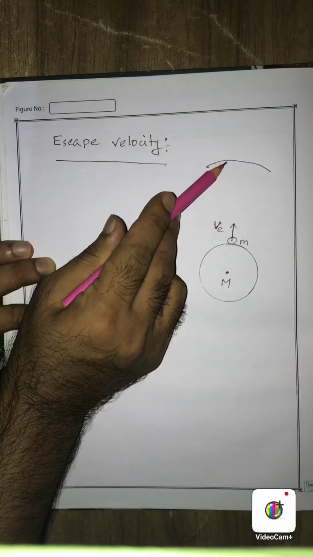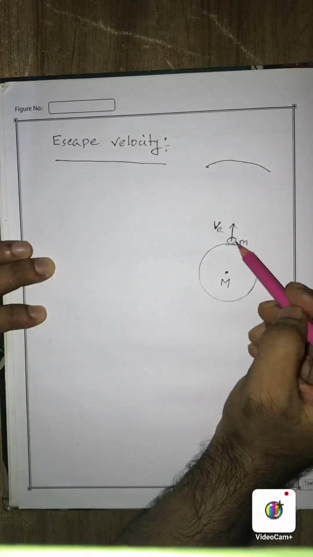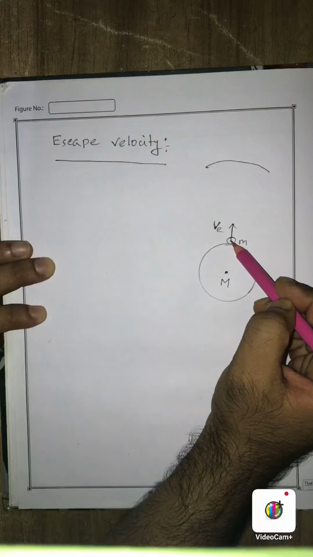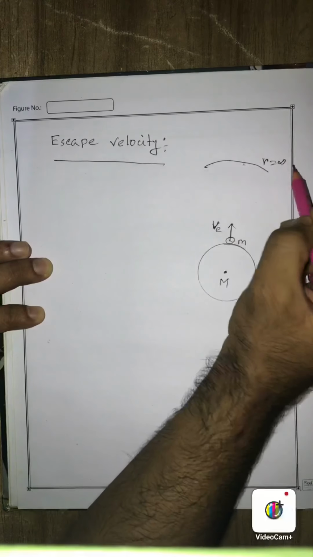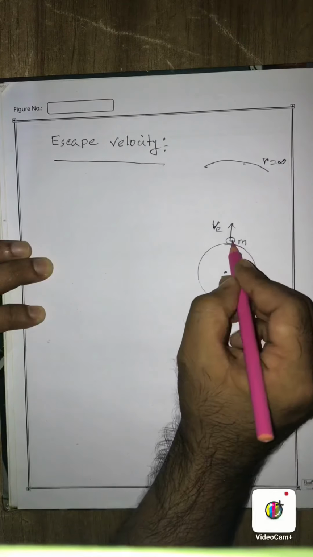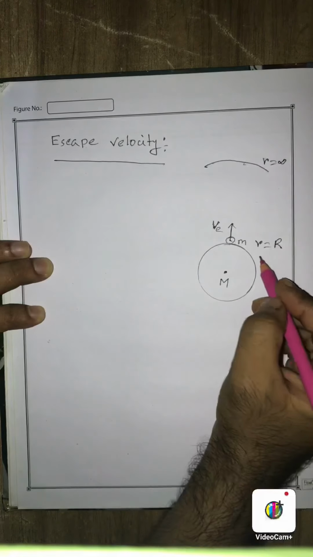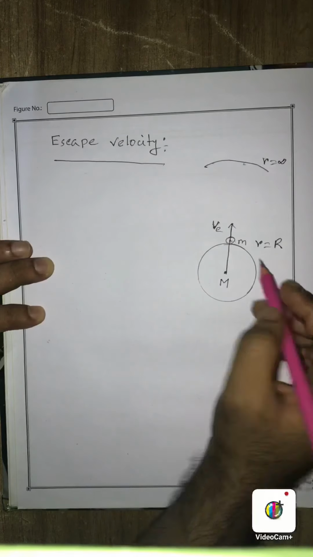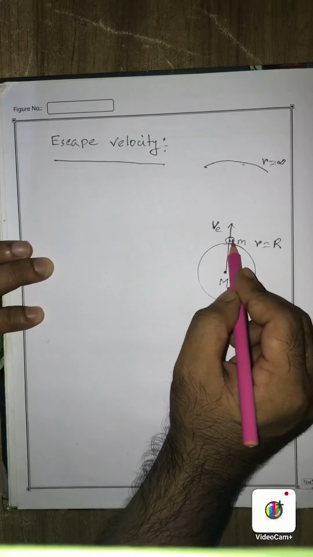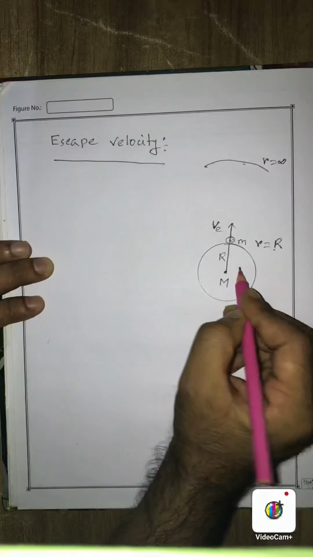The gravitational field of the Earth extends from the surface to infinite distance. So this is the infinite distance, small r equals infinity. At this point, small r equals the radius of the Earth, because when the object is located at the surface of the Earth, small r equals the radius of the Earth. This is the radius.